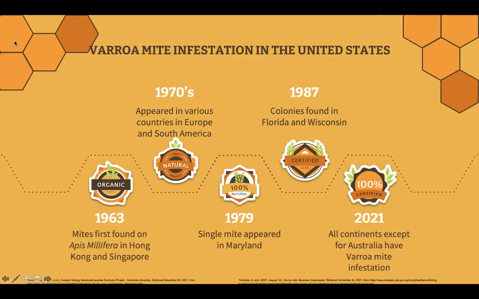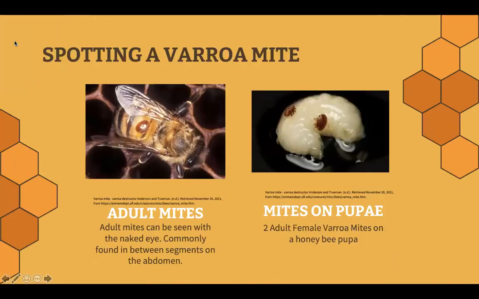So here is a timeline of the varroa mite infestation in the United States. Mites were first found on Apis mellifera in Hong Kong and Singapore in 1963. In the early to mid 1970s, varroa mites appeared in various countries in Europe and South America. In 1979, a single mite appeared in Maryland, and in 1987, varroa mite colonies were found in Florida and Wisconsin. And today, all continents except for Australia have a varroa mite infestation.